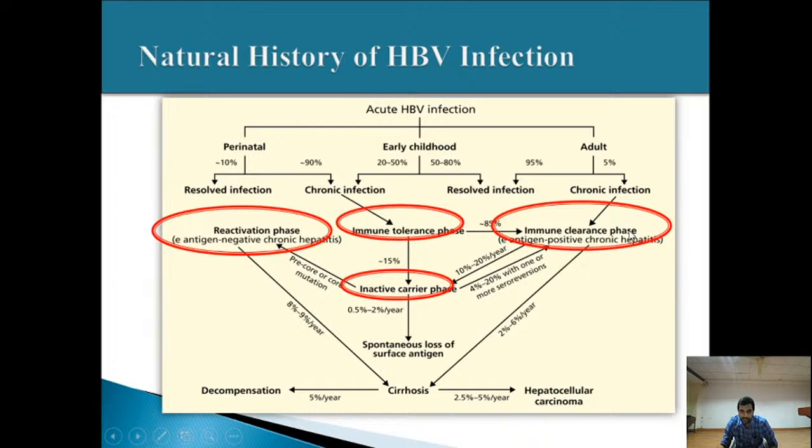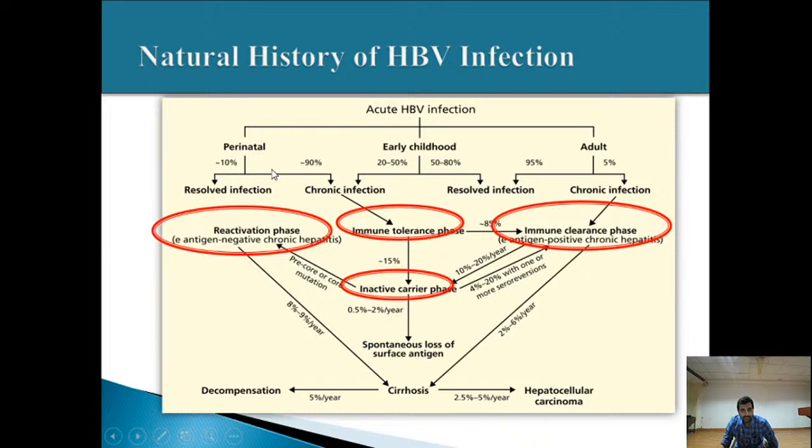So from this immune clearance phase, the patient may become inactive carrier, or there will be resolution of infection. So adult directly goes to immune clearance, and from there goes to inactive carrier, and from the inactive carrier he can become totally resolved HBV infection.